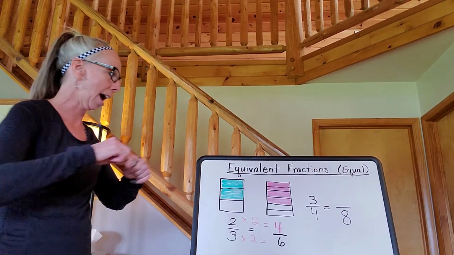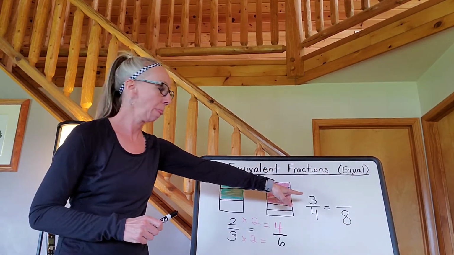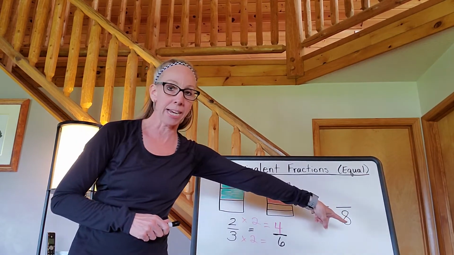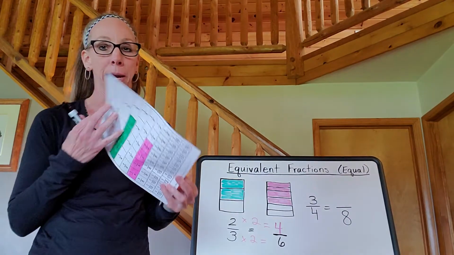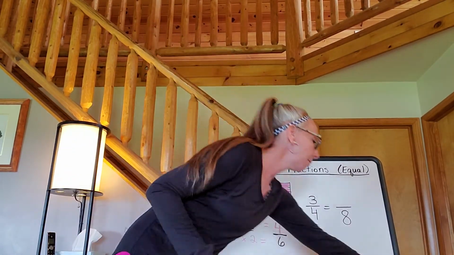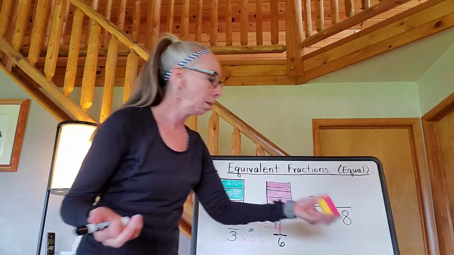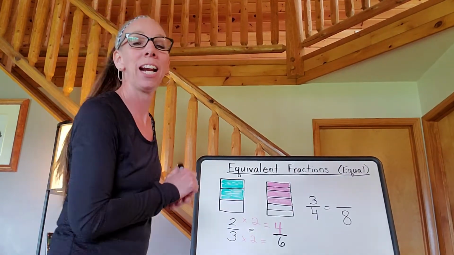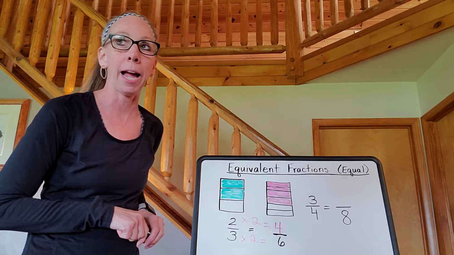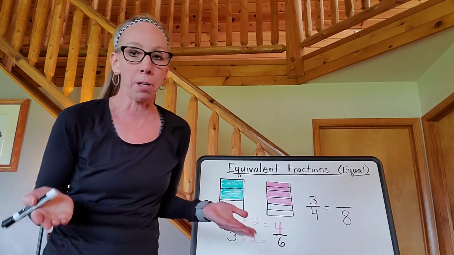So if we have 3/4 and we have to figure out how many 8ths 3/4 equals, and say we didn't have a fraction strip paper and we didn't have the fraction blocks, how could we figure it out? That's right, our little trick that I just showed you. We can multiply.